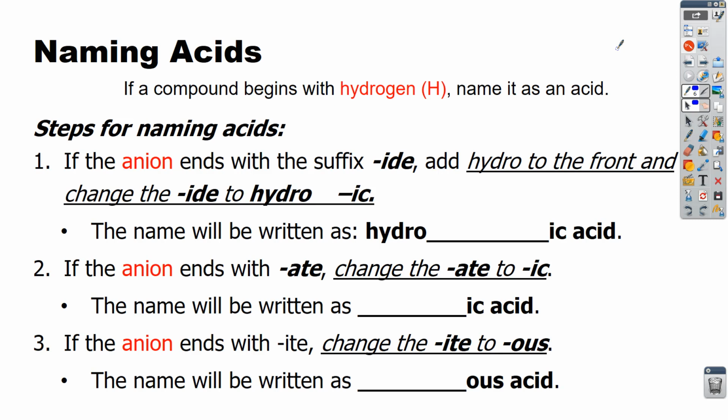Here are the steps. Number 1, if the anion, remember that's the negative ion, ends with the suffix "ide," add hydro to the front and change the "ide" to "ic." The name will be written as hydro-stem-ic acid. Second, if the negative anion ends in "ate," we change the "ate" to "ic." So the name will be written as stem-ic acid. Now number 3. If the anion ends with "ite," we'll change the "ite" to "ous." The name will be written as stem-ous acid.